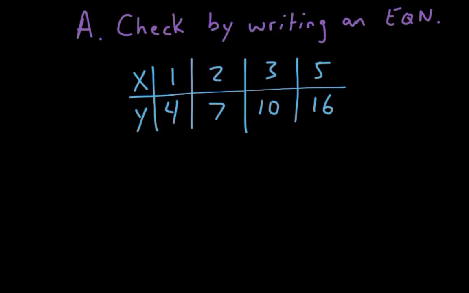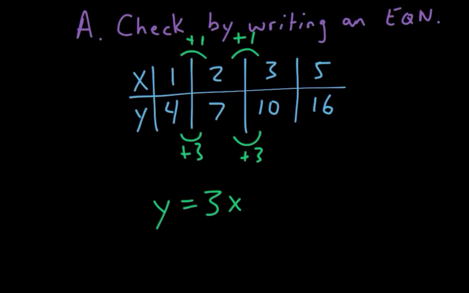So the key to these is asking, when x goes up by 1, what's y going up by? That's how I start. So we have x going up by 1 from here to here and here to here. And each time x goes up by 1, y is going up by 3. So we have plus 3, plus 3. So we know the equation is going to be y equals 3x, at least for part of it, because now when x goes up by 1, y is going to go up by 3 naturally every time.